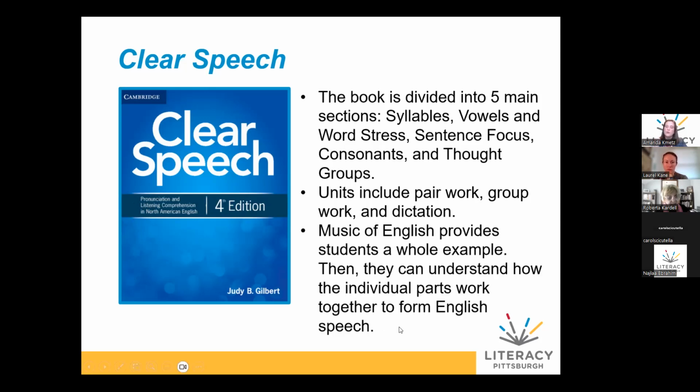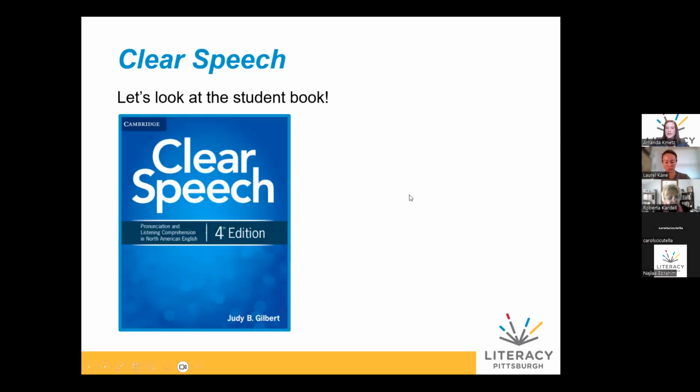There's also a unique part of the Clear Speech book called Music of English, which provides students a whole example. It talks about that rhythm and flow, those stress and intonation patterns in English that have this almost musical quality. And so it helps the students understand how individual parts work together in order to form more fluid English speech. So let's take a quick look at the student book here.